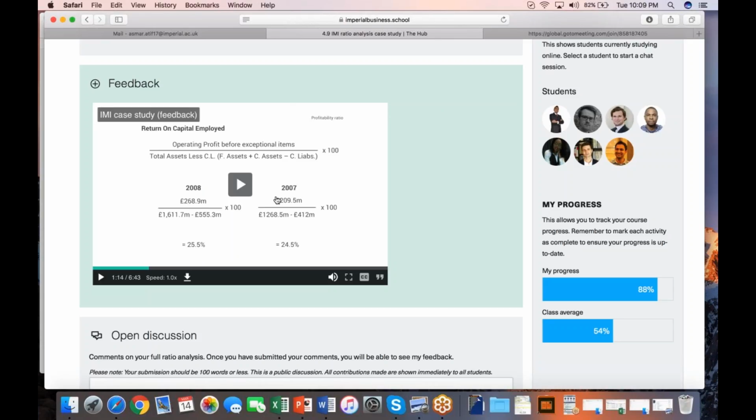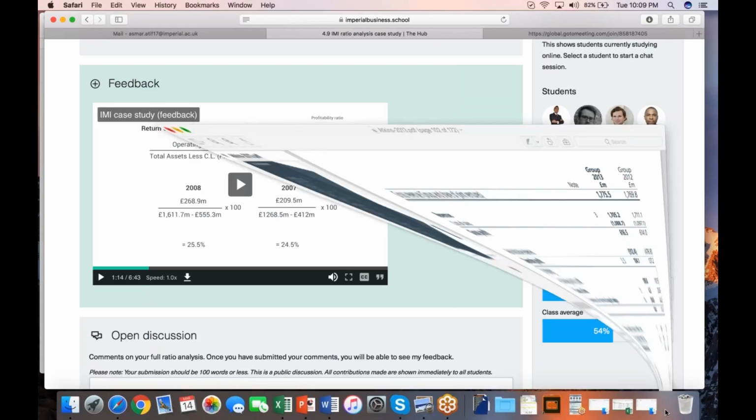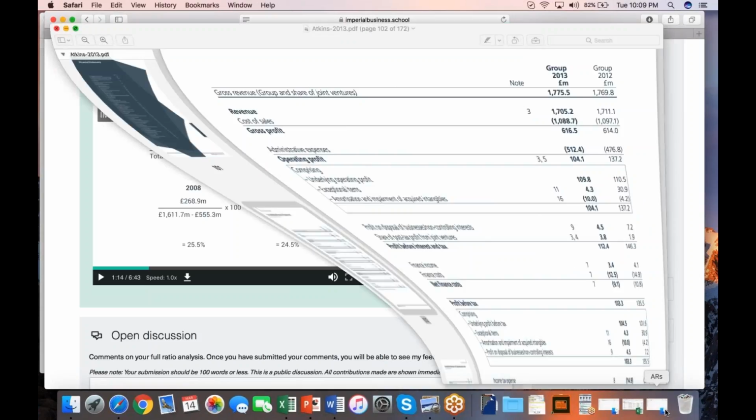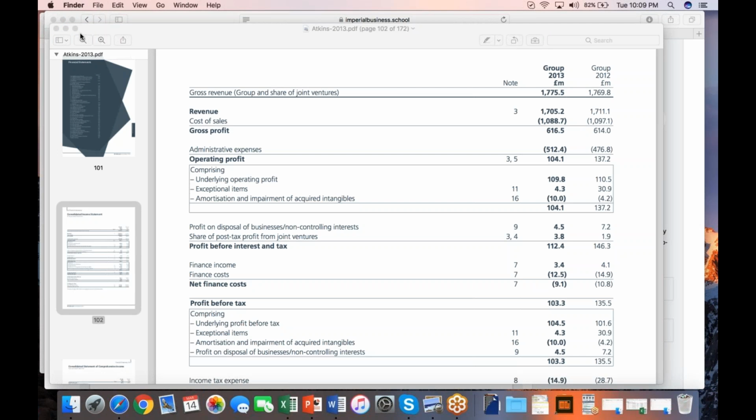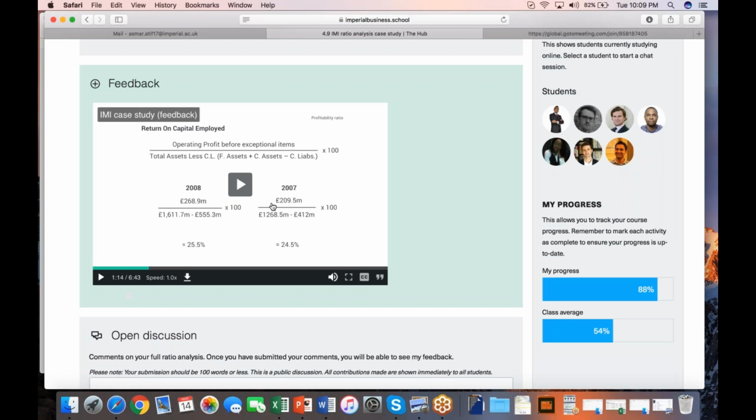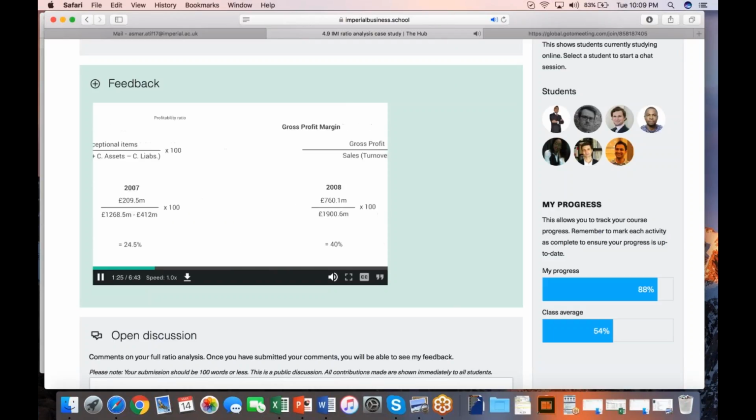I will stop here. If you see the screen, 268.9, which is 269. And here she is using 209.5. If I go back here, 207.8 plus 1.7, that is 209.5. And she says here, in 2008, we find 25.5%, and for 2007, 24.5%, which is a slight increase.